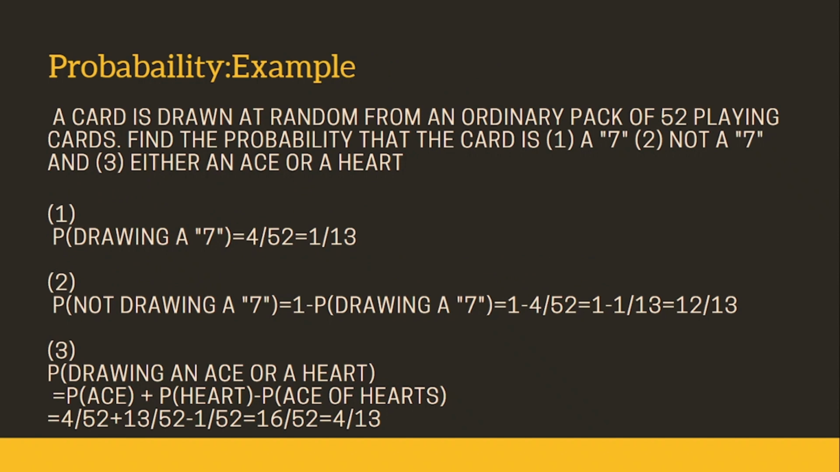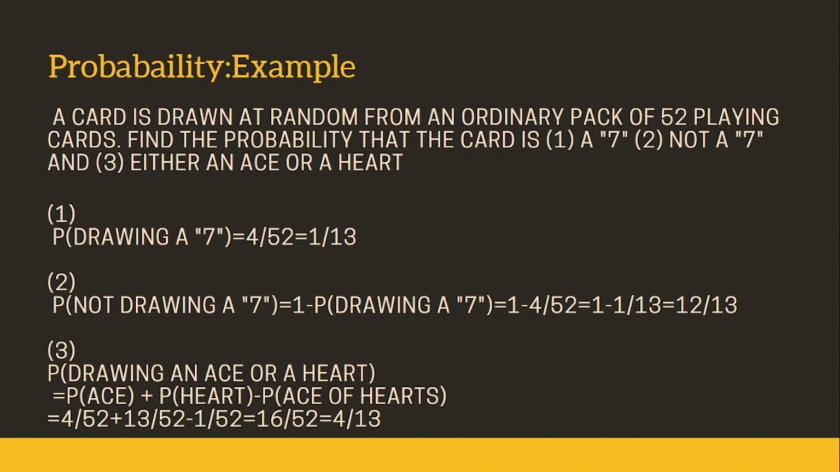So an example is that a card is drawn at random from an ordinary pack of 52 playing cards. Find the probability that the card is a 7, not a 7, or either an ace or a heart. In this case, we know that there are 4 different suits in the ordinary deck: spades, diamonds, hearts, and clubs. Each of them will have one 7. So the probability of drawing a 7 is just 4 out of the 52 cards available.